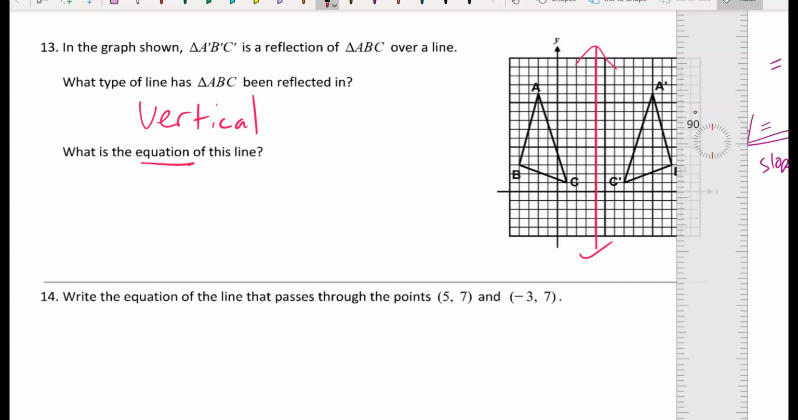So if I know it's a vertical line and I'm looking for the equation, it's x equals something. So I could just count to see how far I moved to the right. 1, 2, 3, 4. So x equals 4 is the equation of that line there.